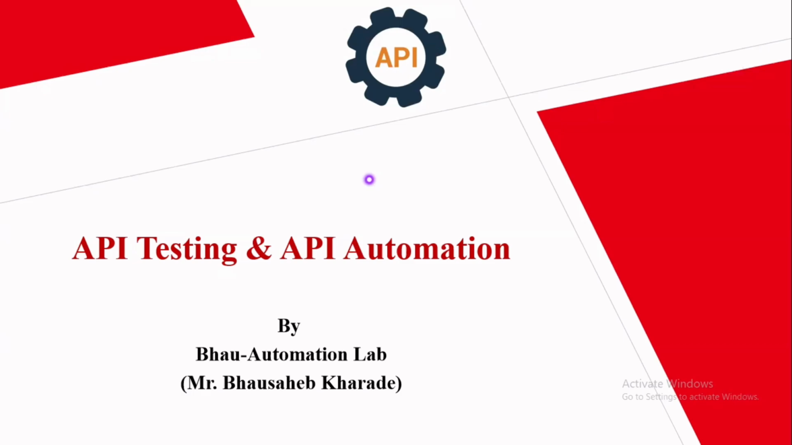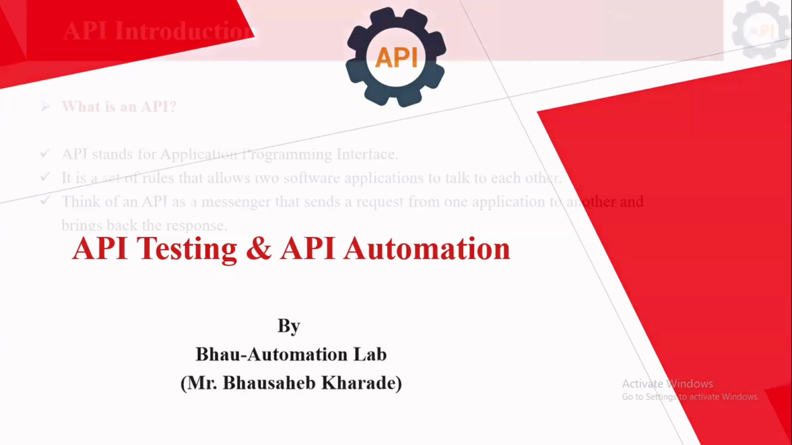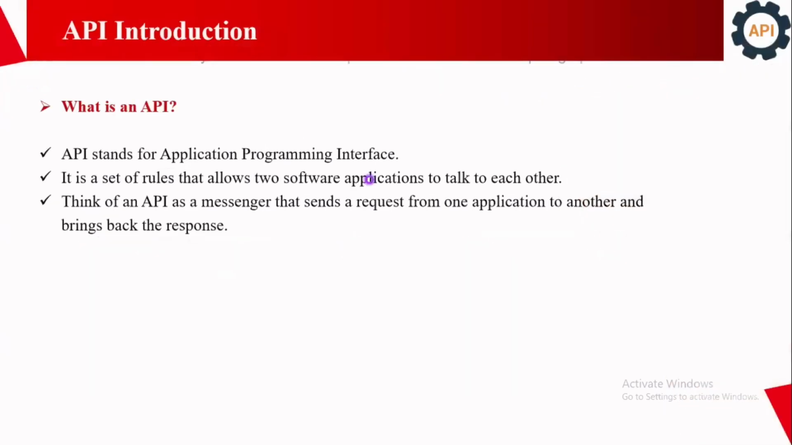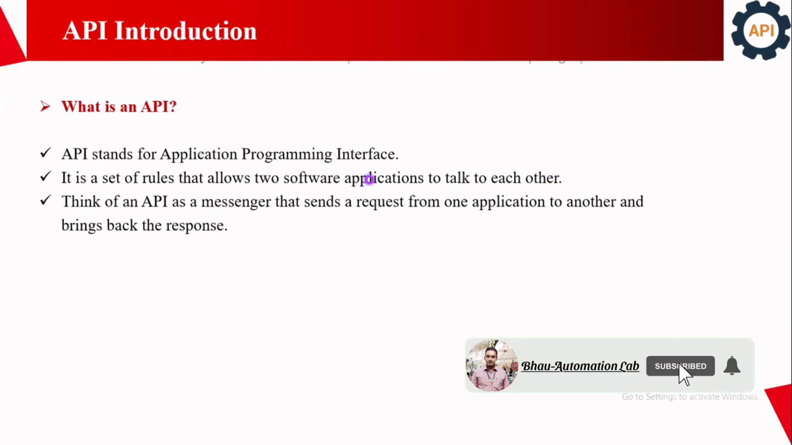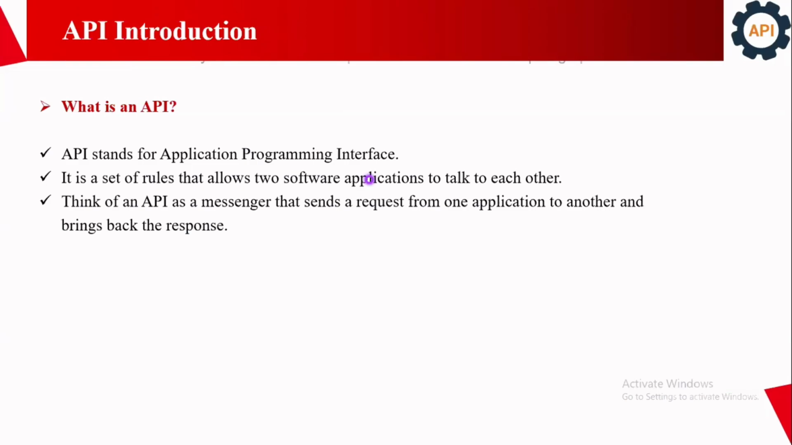Before starting with the API automation, we need to understand something about the API. So let's start with the API. What is meant by API and what is the use of that particular API in the real-time world and in every organization? Basically, all organizations use API concepts to improve code reusability and save time and effort.